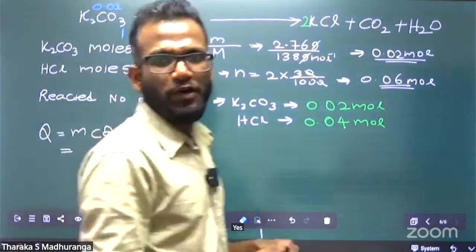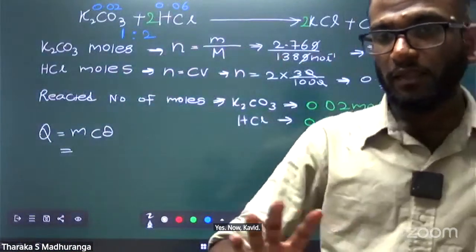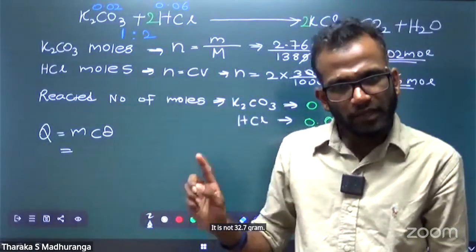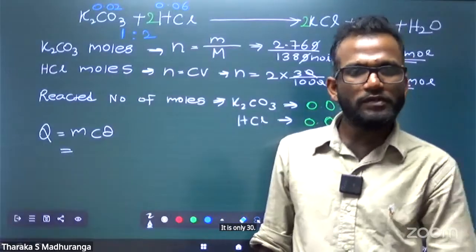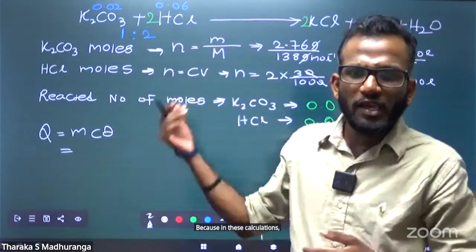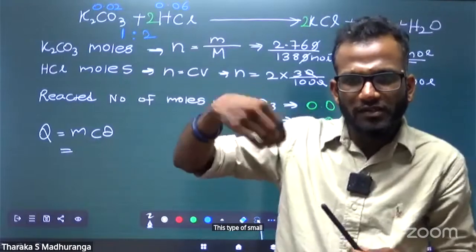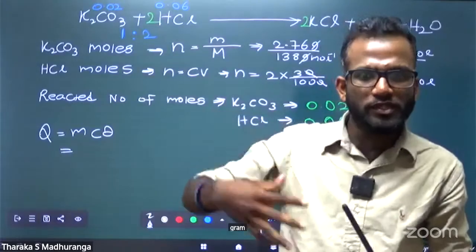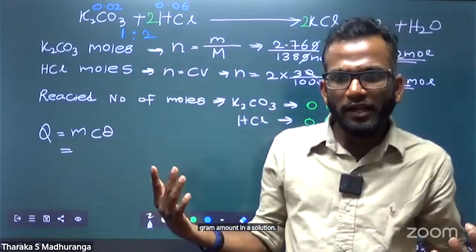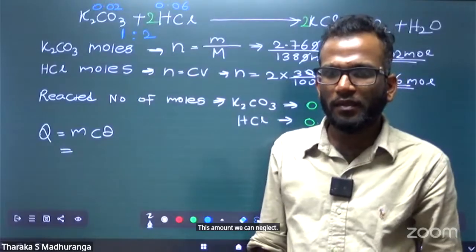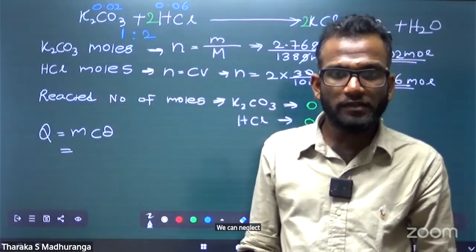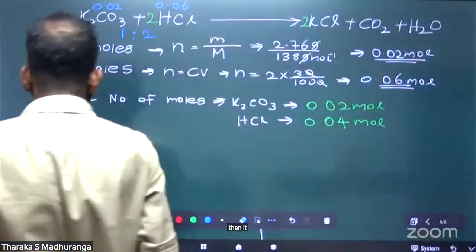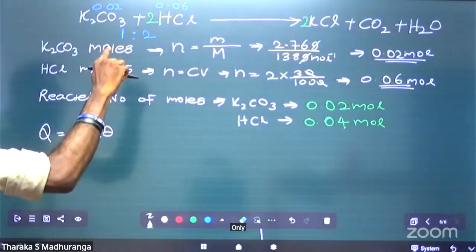No, Kabir, it is not 32.7 gram. It is only 30. Because in these calculations, if we dissolve a small amount like 2.7 gram in a solution, we can neglect this mass. Then it is only 30, remember. Only for this type of question.